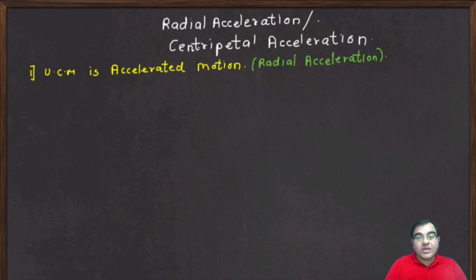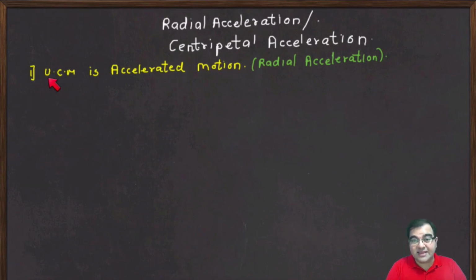Now, this acceleration which we talked about, which changes the direction of a body moving in uniform circular motion, is called radial acceleration. So what is radial acceleration? It's the acceleration which changes the direction of a body moving in a circular motion with uniform speed.